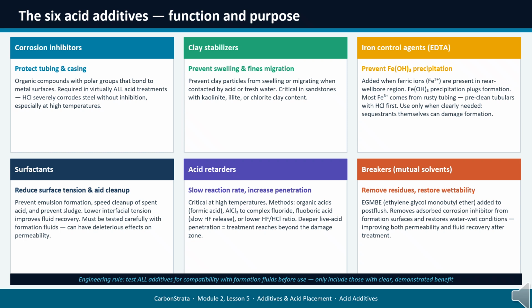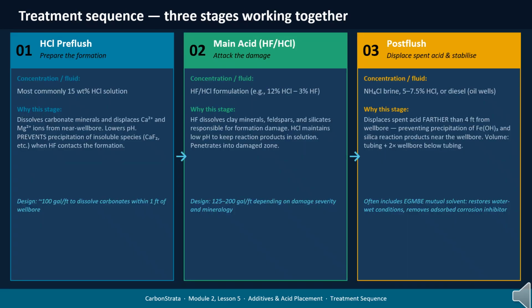You are not building a mixture. You are controlling a reaction system. The treatment is not the acid. The treatment is the sequence. Preflush removes calcium and prepares the system. Without it, HF forms CaF₂, and CaF₂ does not dissolve. Main acid does the actual stimulation. Only now can the chemistry work correctly.